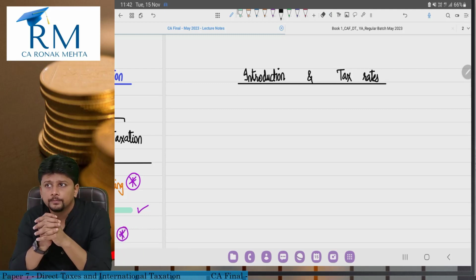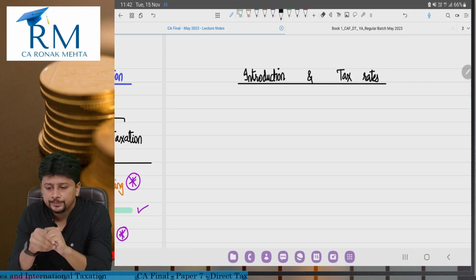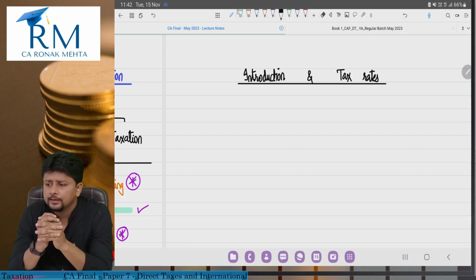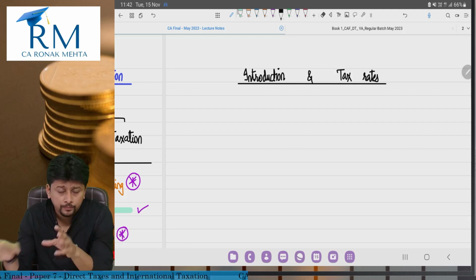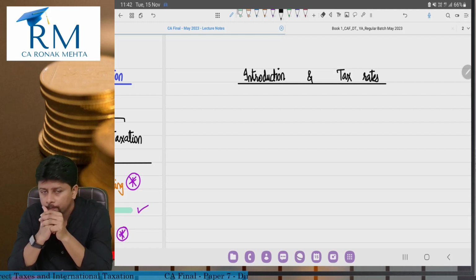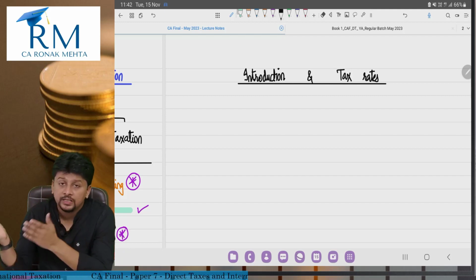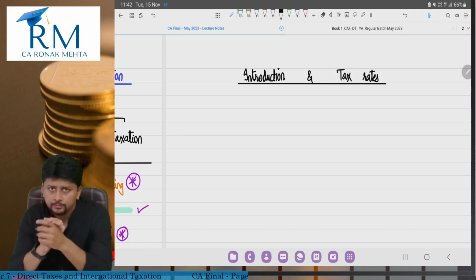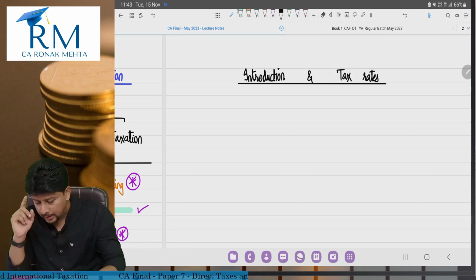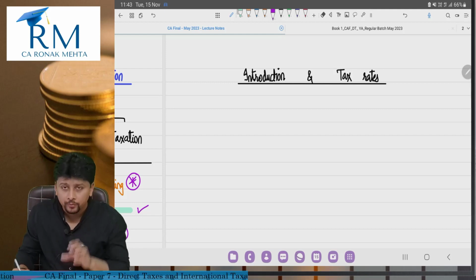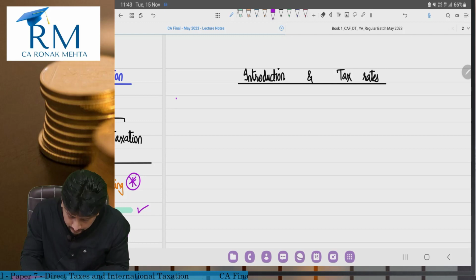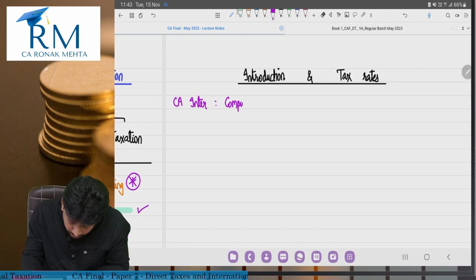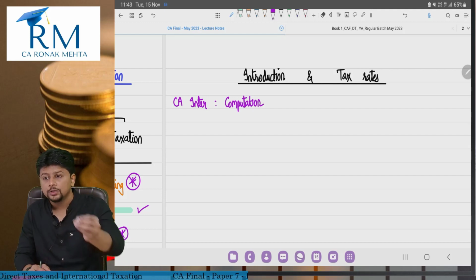Sometimes a student asks me this question, sir, what is the difference between CA Inter and CA Final when it comes to the subject of direct tax? So, one difference you have already understood by now, the syllabus. There are so many topics which are not there at CA Inter, they are there at CA Final only. That is one difference obviously. Second, if you remember your CA Inter question paper a little bit, then at CA Inter the focus of the question paper, the focus of the examiner, the focus of the institute was to test you on computation.